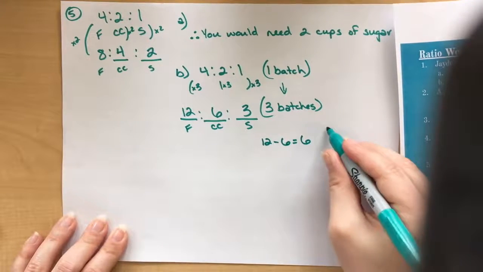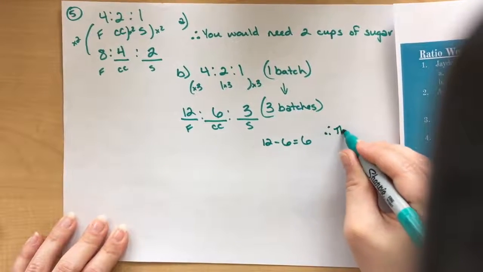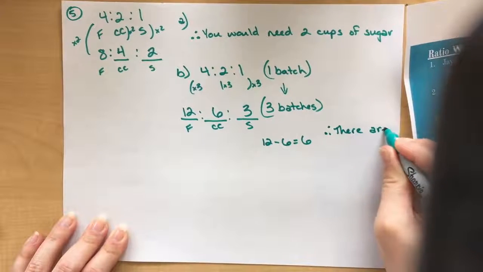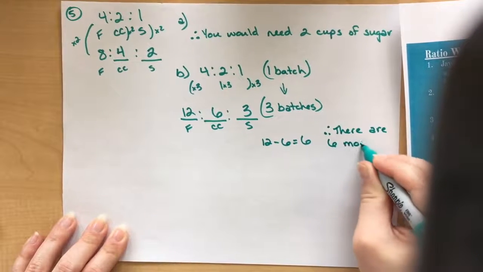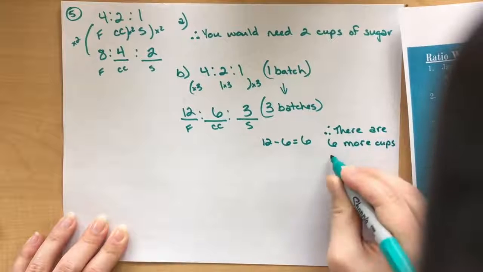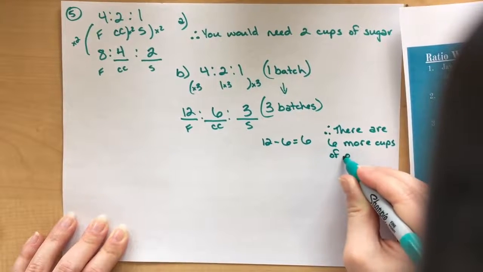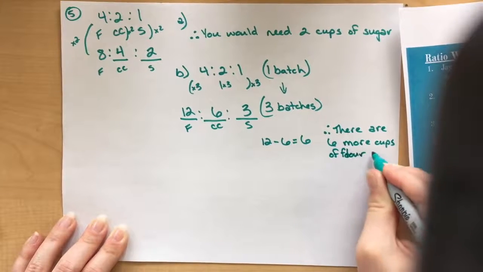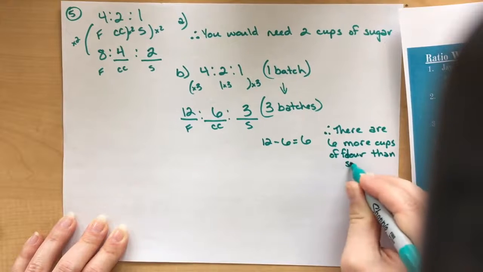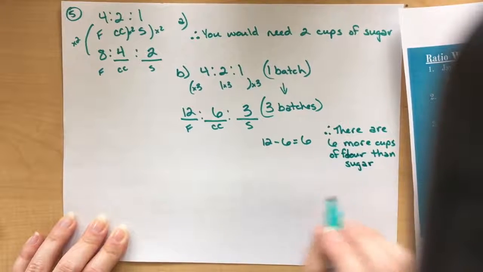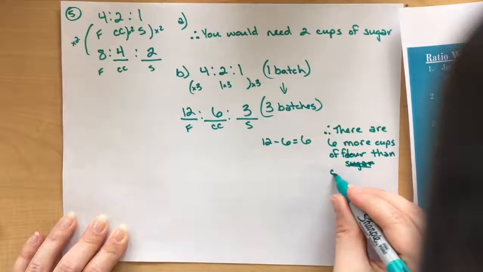So therefore, there are 6 more cups of flour. Oops. Flour, then sugar. Oh, no wait, it wasn't sugar. Then chocolate chips.